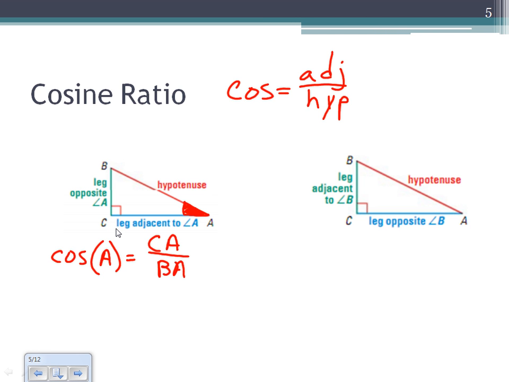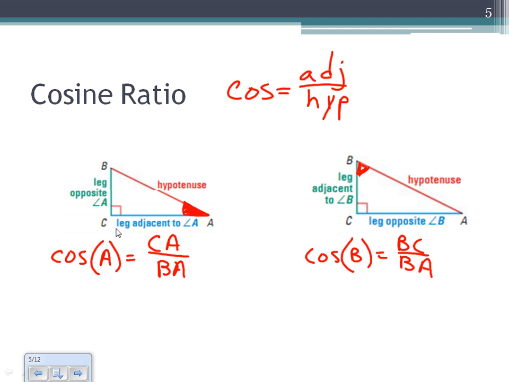Alright, the second one, Evelyn, cosine of B. Sorry, yep, that's what I want. Cosine of B is the adjacent. The adjacent is BC. BC, very good. Over the hypotenuse, which is, Brian, the hypotenuse. What's that? BA, thank you.